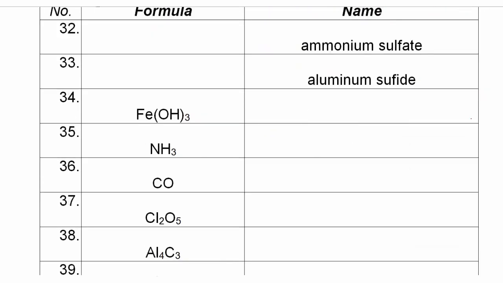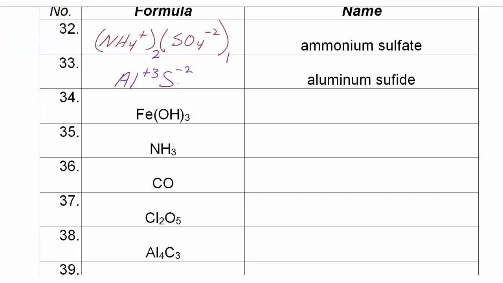So name these and see if you agree with my answers. Ammonium sulfate. Make those charges be subscripts. So I'll have a 1 here, a 2 there. Aluminum sulfide. Remember, aluminum was that one that has a fixed charge of +3. Make the charges be the subscripts. So a 3 and a 2.